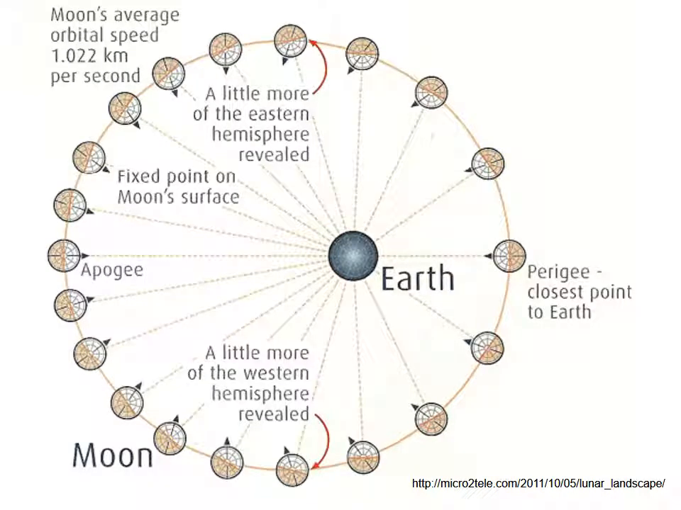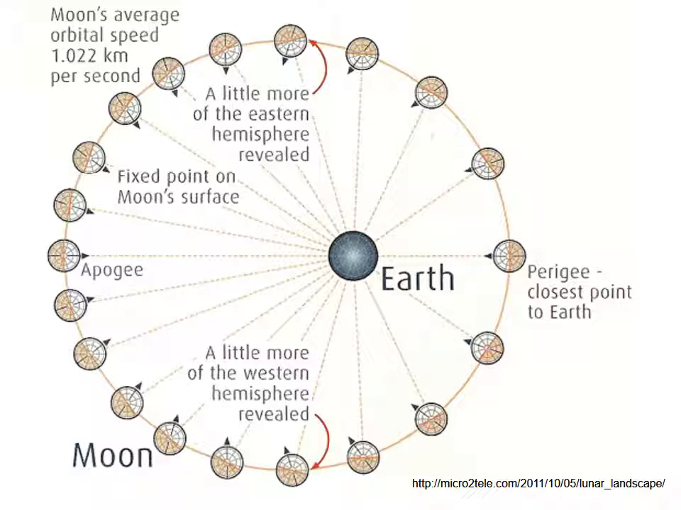The moon's orbit is not circular. It has an eccentricity of over 0.05. When it is farthest from Earth, at its apogee point, it appears smaller in the sky than when it's closest to Earth at its perigee point.